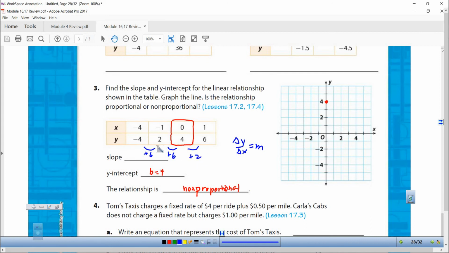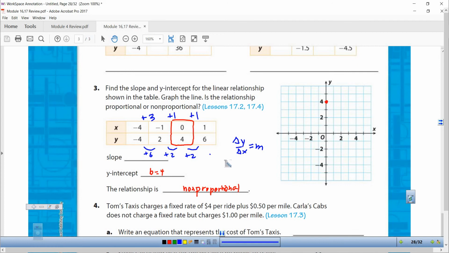Up 6, up, actually, wait a second. My bad. 2 to 4 is not up 6. -2 to 4 would be up 6. So from negative 4 to 2, that one went up 6. This one only went up 2, and that one went up 2. All right, from -4 to -1, that one went up 3. From -1 to 0, that one went up 1, and that one went up 1.